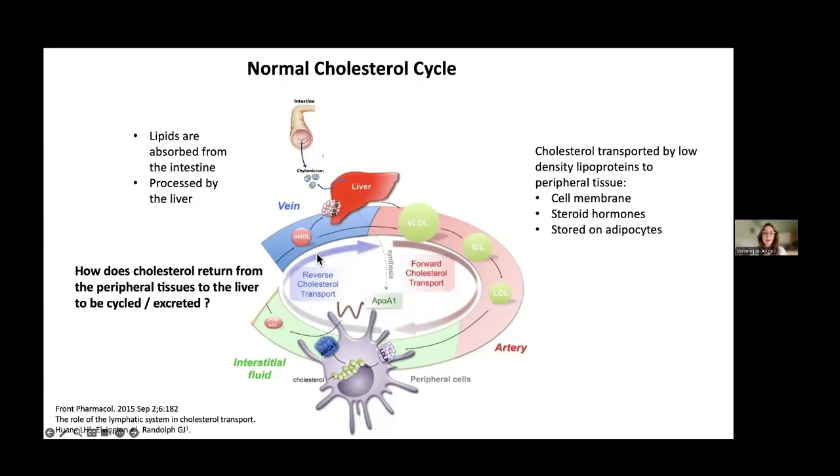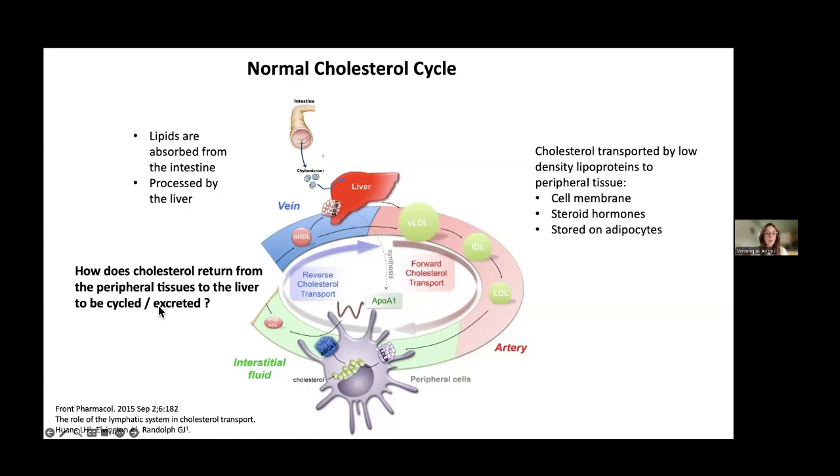One of the mechanisms is the reverse cholesterol transport. In this process, peripheral cells efflux cholesterol through transporters, and this cholesterol is accepted by high density lipoprotein, or HDL. This HDL cholesterol is then transported through the blood circulation to the liver, and then for excretion via the feces or reabsorption in the intestine.